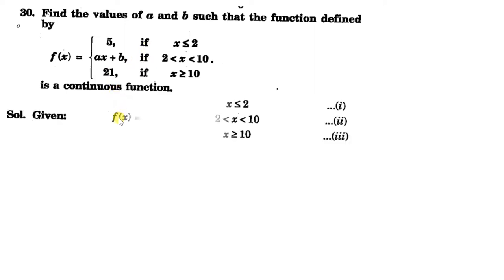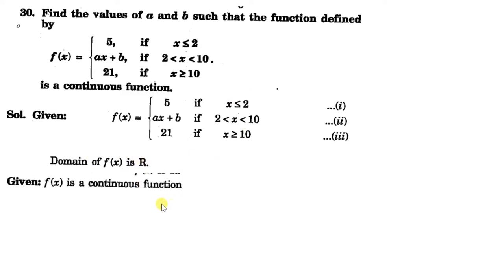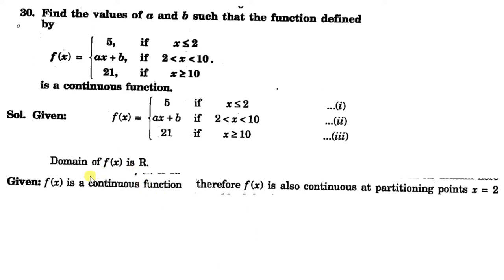Now here the domain of the function is R because it is defined for all values of x: for x less than 2, equal to 2, between 2 and 10, equal to 10 and greater than 10. It is defined for all values, so its domain is R. Now we are given that this function is continuous. So it means it will be continuous at the partitioning points also, that is at 2 and 10.